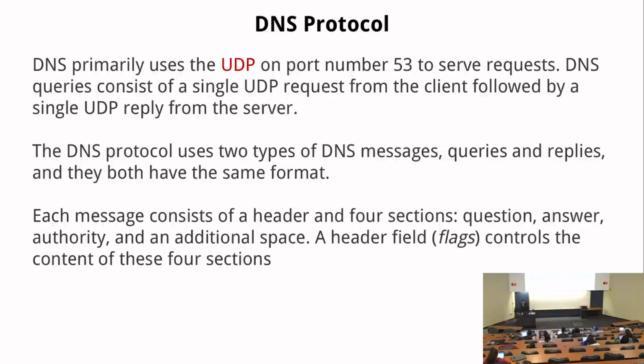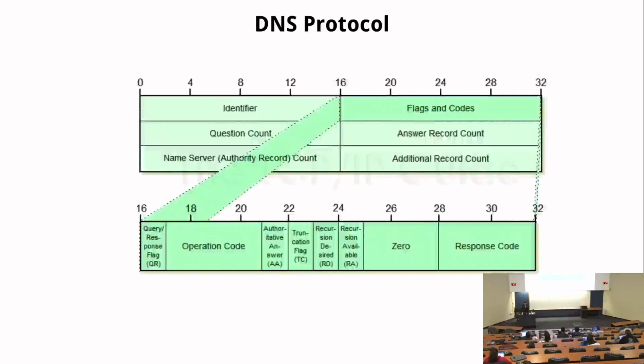And the DNS protocol uses two types of messages, just query and reply. And they have the same format. Each message consists of an application level header, the DNS header. Obviously, before that, we have a UDP header. Before that, we have an IP header, then an Ethernet header, or whatever network layer headers. Then it also has 4 sections in that packet. We have question, answer, authority, and also additional space. A header field controls the content of those 4 sections.